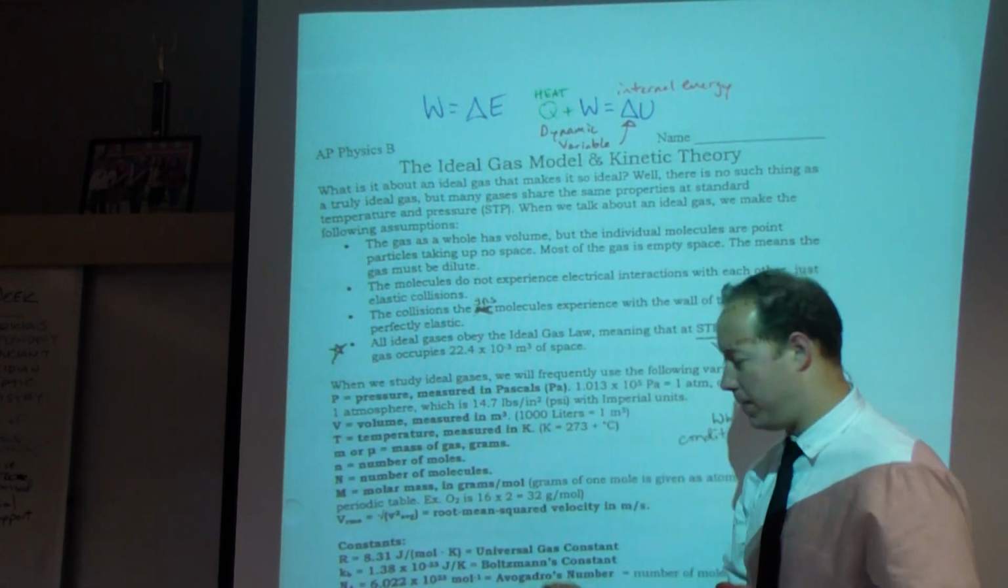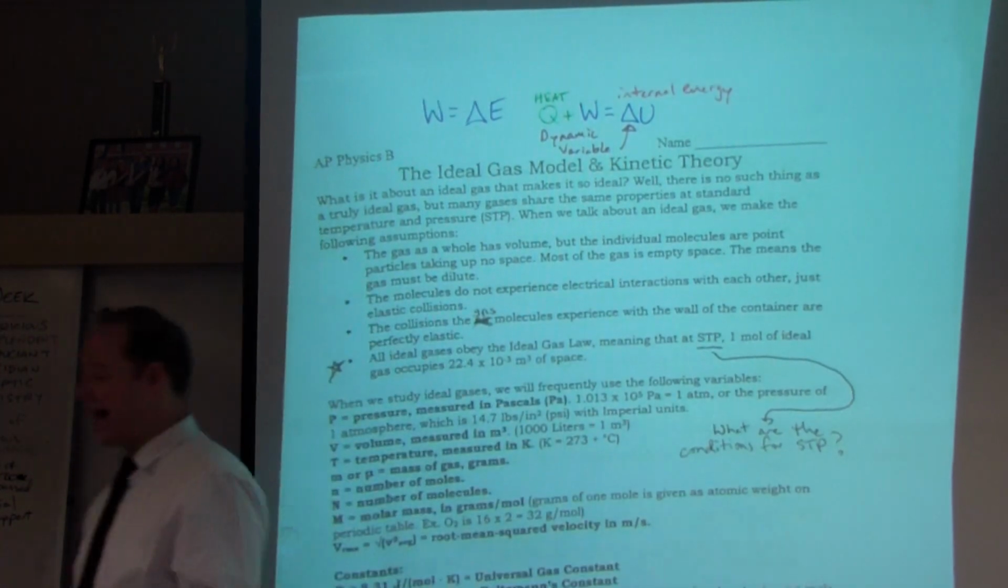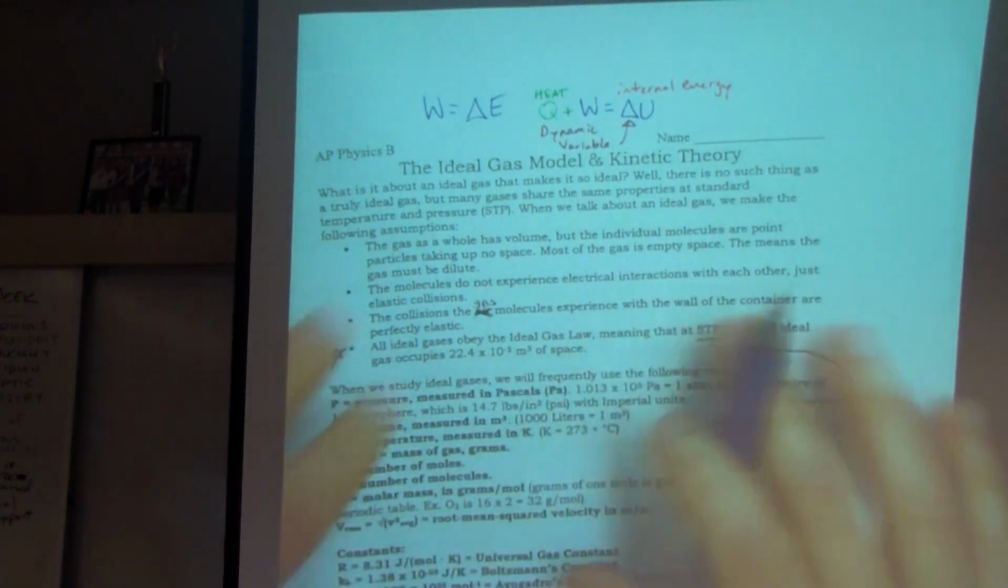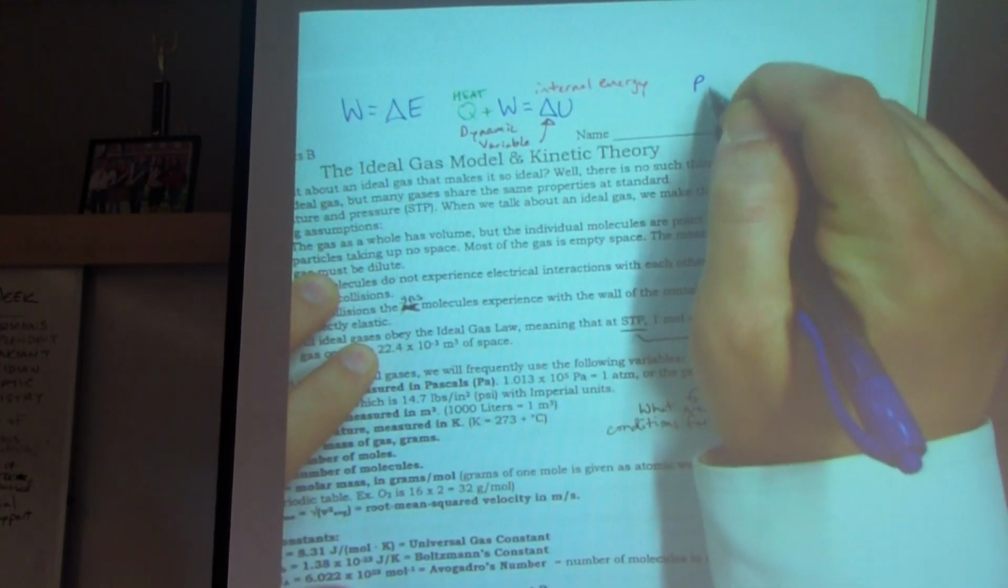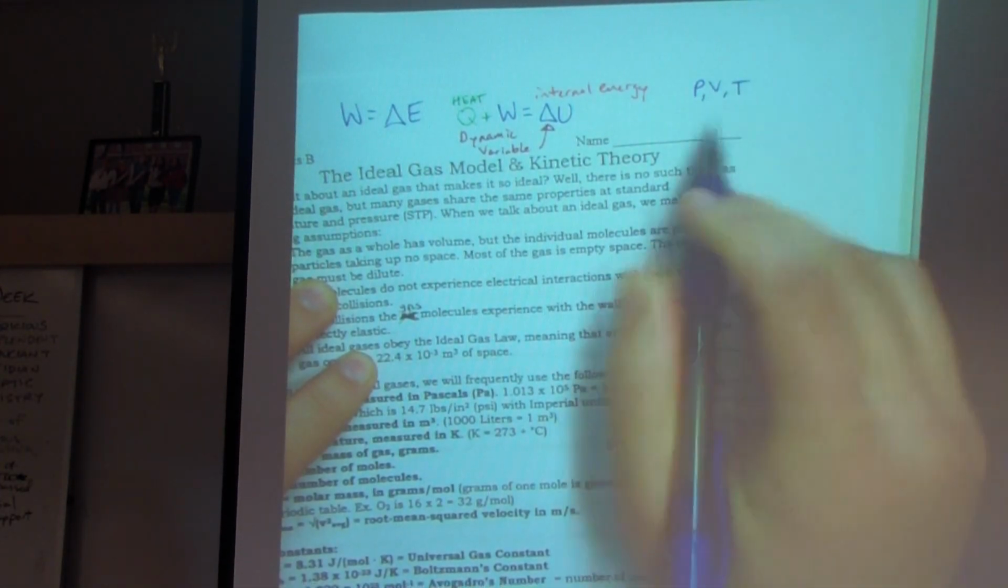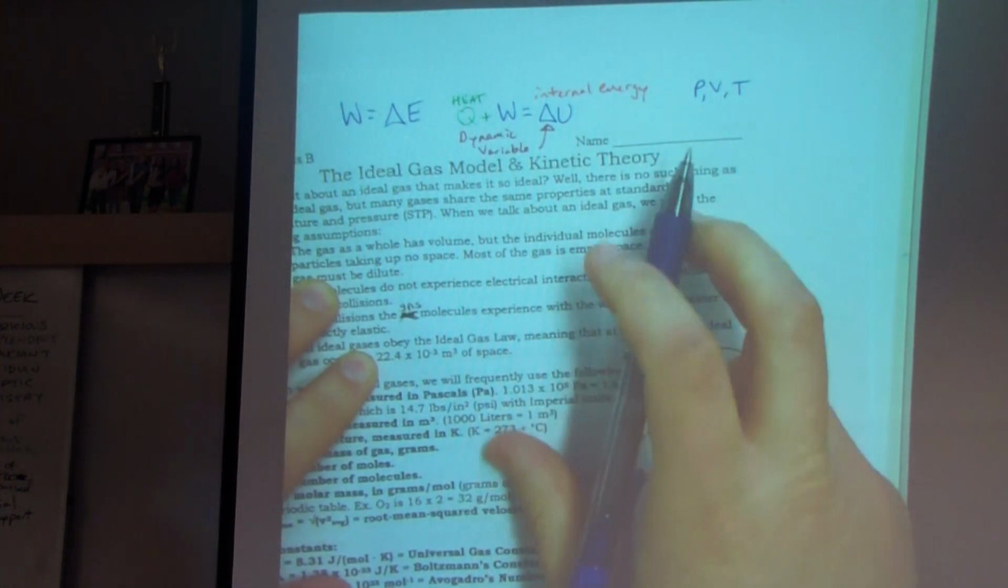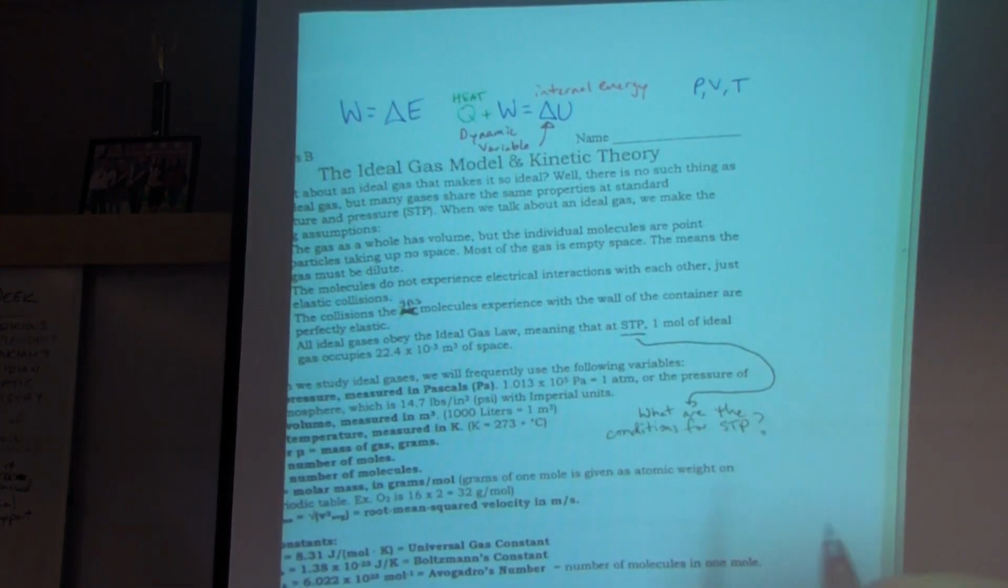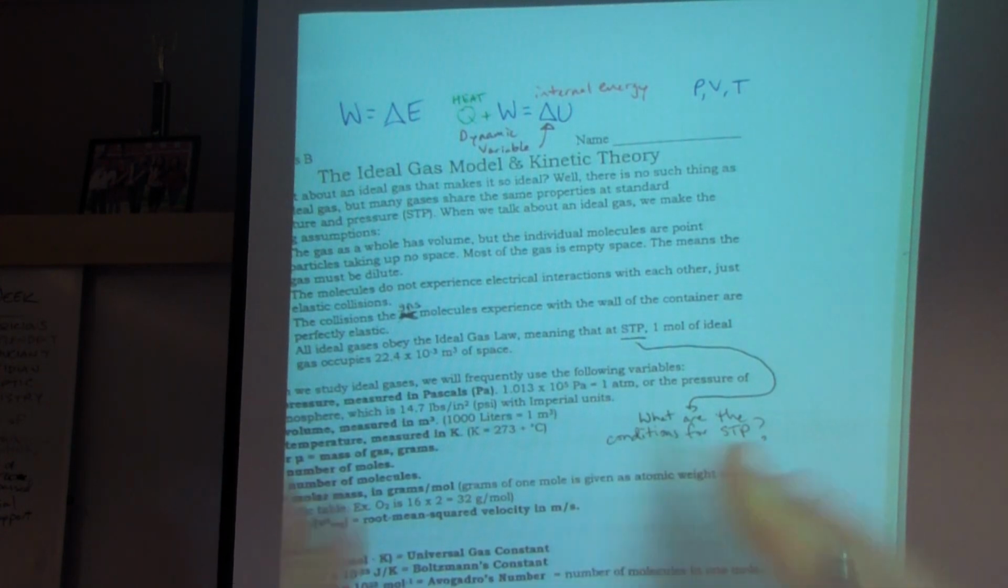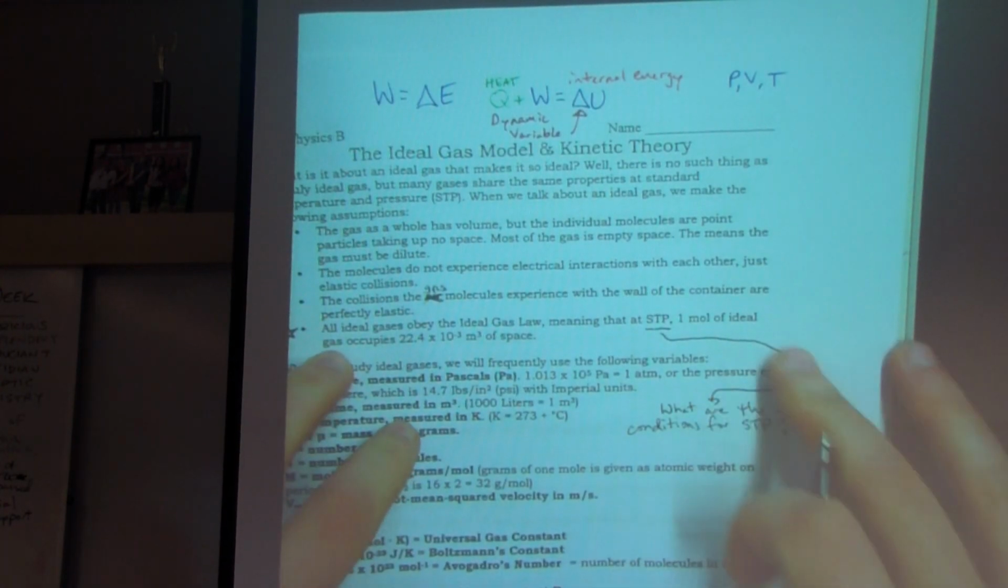These are dynamic variables. To contrast these dynamic variables, we talked last class about some static variables. The static variables were primarily P, V, and T: pressure, volume, and temperature. Okay. What we're going to do now is we're going to talk about a specific kind of thermodynamics.